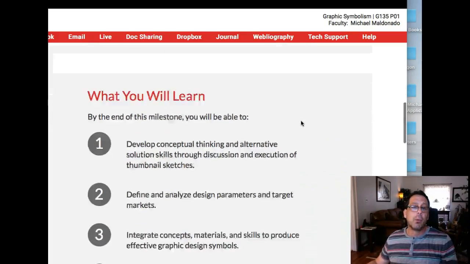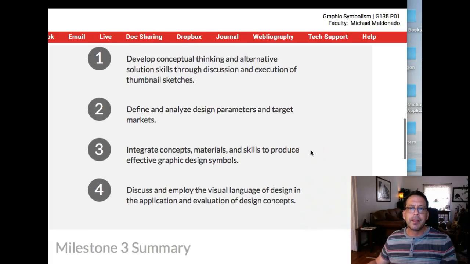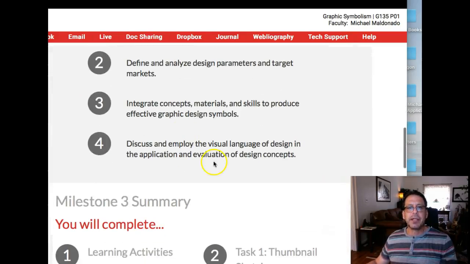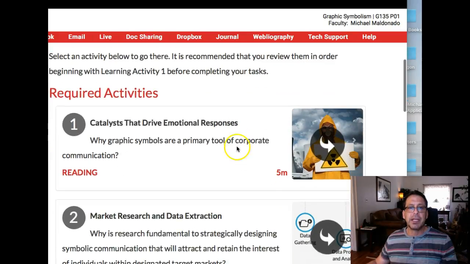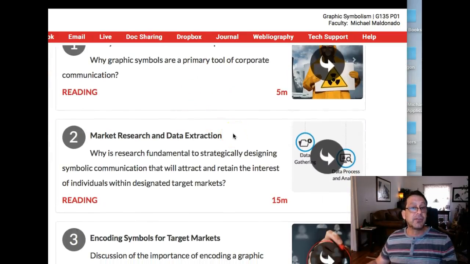All right, so what are we doing? This is all about the learning activities. The learning activities are very, very important. Let me jump over here to the learning activities. This is what I was talking about in that paragraph, and that paragraph directly relates to these learning activities.